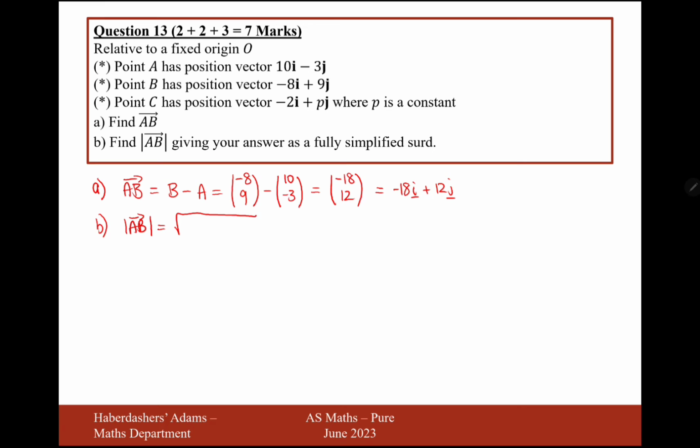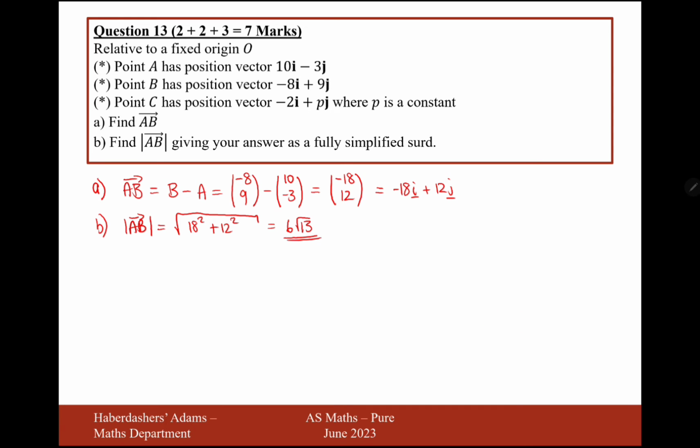Okay, so that's going to be a Pythagoras calculation of 18 squared add 12 squared. Just going to get my calculator. 18 squared plus 12 squared is 6 root 13, and we'll leave the answer like that as a simplified surd.